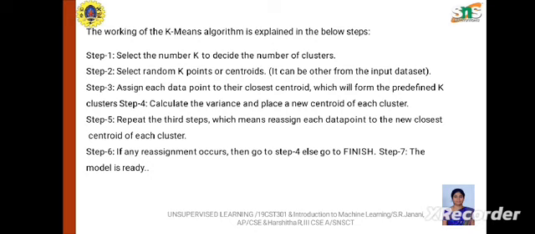Then we repeat the third step, which means we assign the data points to the closest centroid again. And last, once the requirements are met, we finish at step 4, and the model is ready. So these are the working steps of the k-means algorithm.